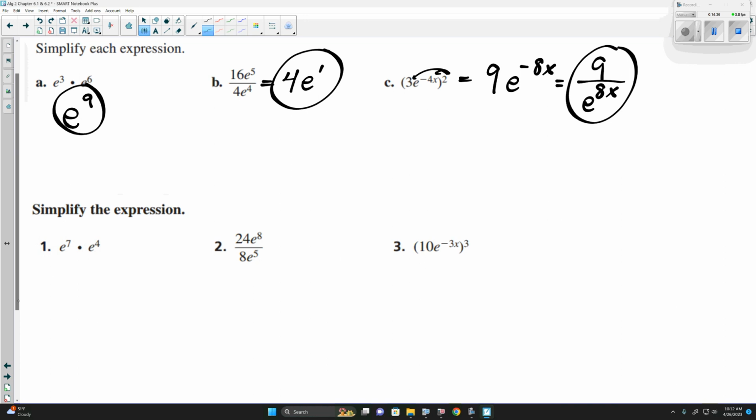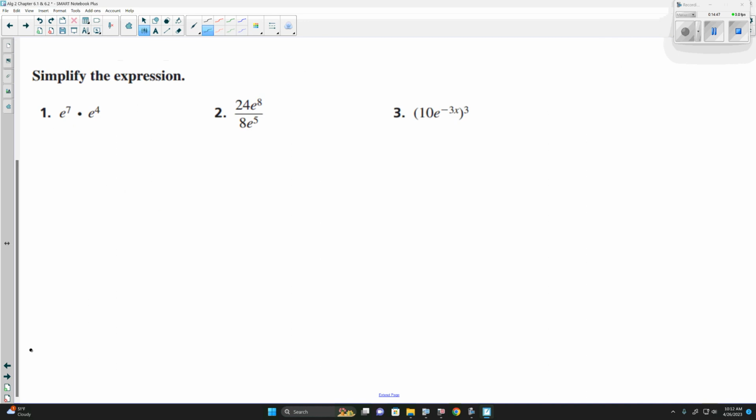Any questions on A, B, or C? We good with A, B, and C? Let's look at 1, 2, 3. e to the 7th times e to the 4th would be what? e to the 11. Because we can do 4 plus 7. When we multiply like bases, we add.